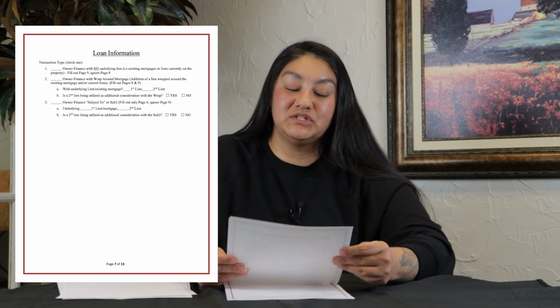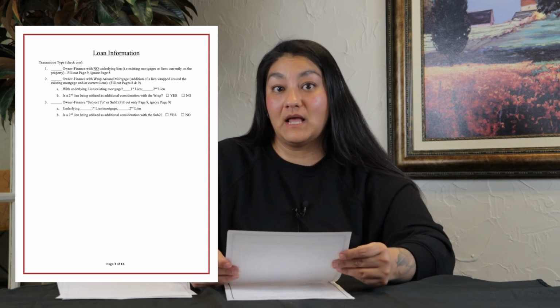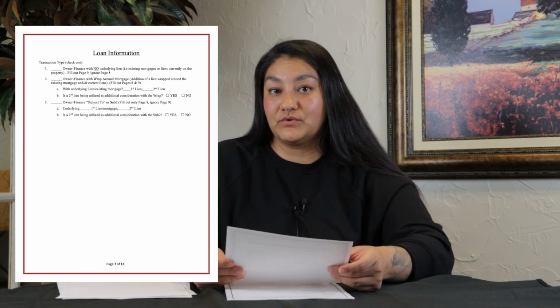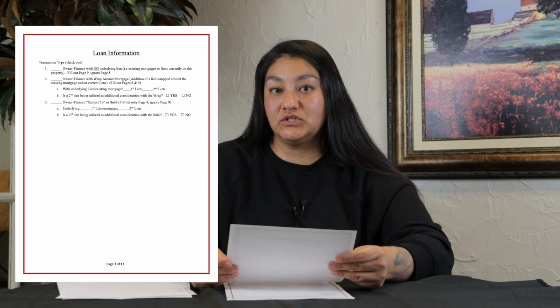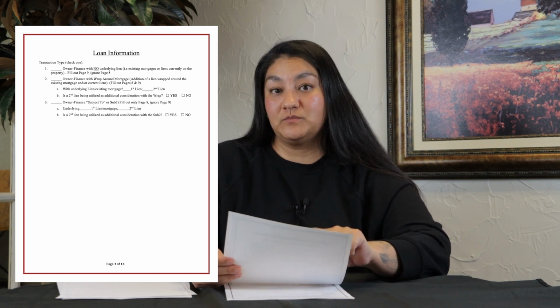Again, if there's any agent information, we ask that it be filled out completely on the bottom part of the buyer's information sheet. Okay, on page 7, we have the loan information sheet, which gives us the type of transaction that we'll be helping you with. If you go 1 through 3 and check off the type of transaction that you will be working on, it'll tell you which page to go to.